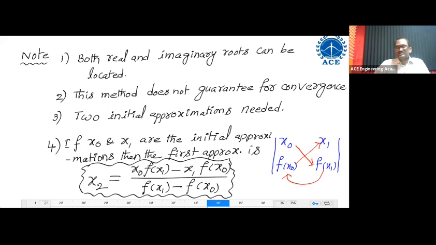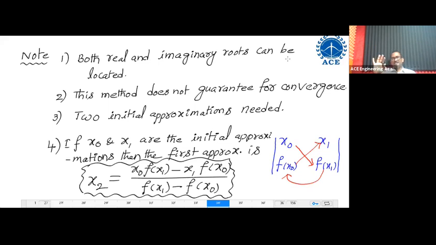Some students are asking what the difference is between the regula falsi method and the secant method. In the regula falsi method, if f(a) and f(b) are of opposite signs, you need to draw a line passing through a and b. Suppose f(b) and f(x1) have opposite signs, you draw a line passing through b and x1. Suppose f(x1) and f(x2) have opposite signs, the line is drawn passing through x1 and x2.